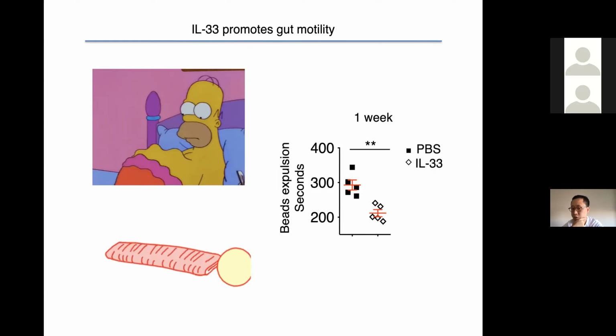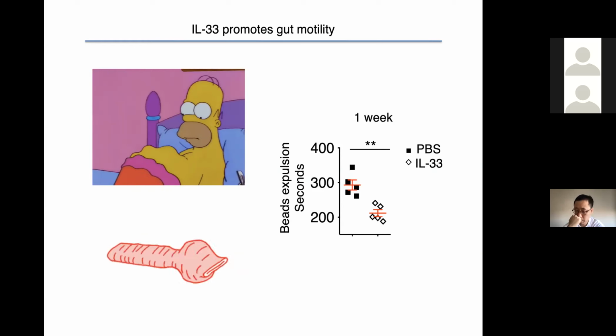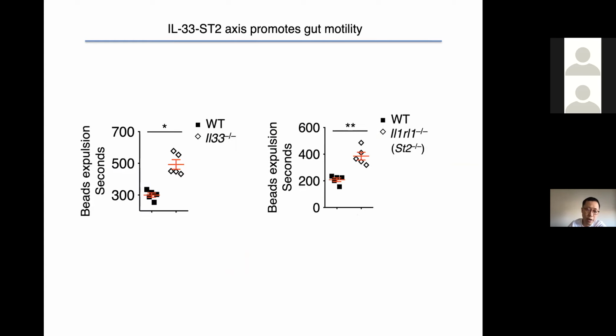To dive into the study, we did a very simple experiment. This is a daily IP injection of IL-33 for 1 week, and then we measure how fast the gut motility becomes. You can clearly see here, after 1 week of administration of IL-33, the gut motility significantly improved. And this can be verified from both IL-33 knockout and receptor ST2 total knockout mice. These mice all show significantly delayed gut motility compared with the wild type control.